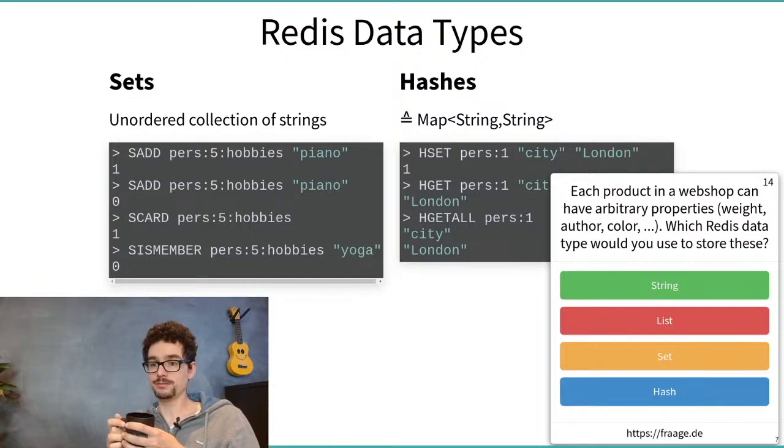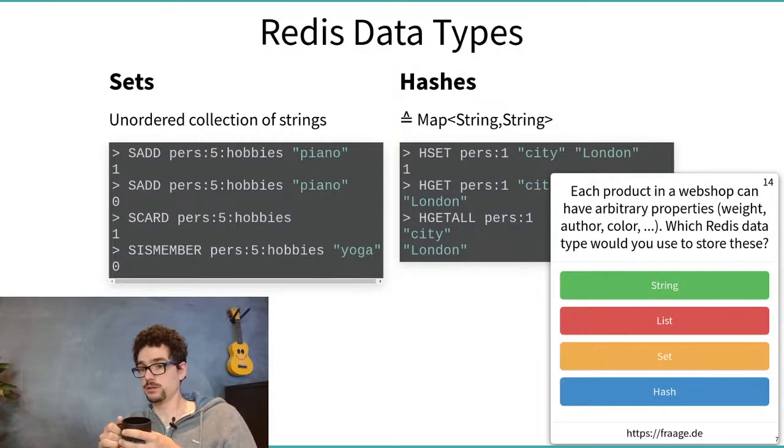Product number 1 has the color blue. Product number 1 has the author Peter. Product number 2 does not have an author, but different properties. Which data type would you use here?